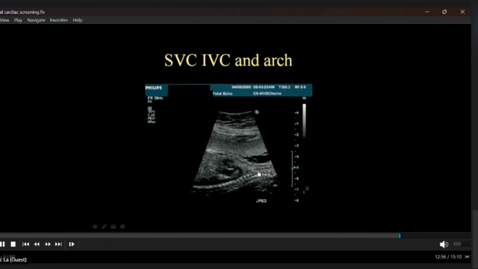In the same sagittal plane, you should also look for the SVC, which is this one. This is the SVC, and the IVC, which is this one, to see patency of the superior and inferior vena cava.